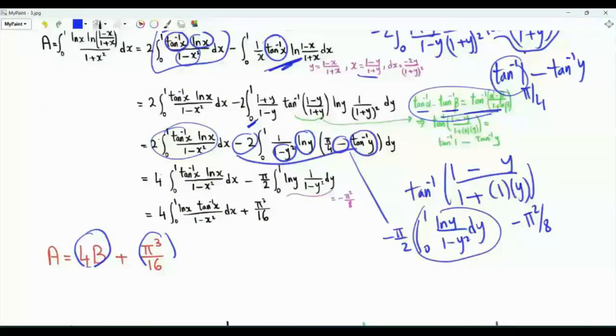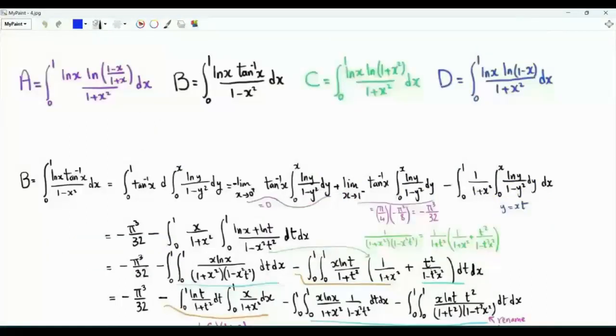This may seem like it is going forever, but we will have a third relation, and with that third relation, we would be able to obtain the value of our integral. This is our third and final relation.